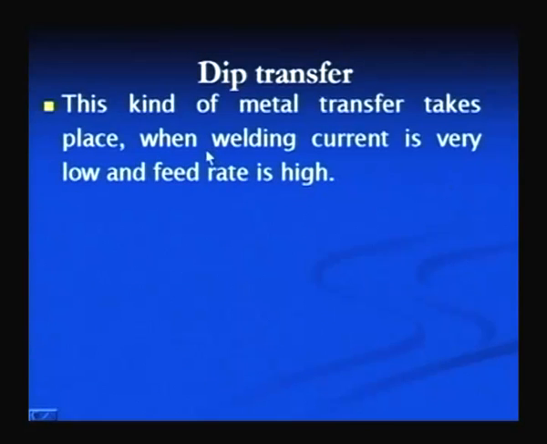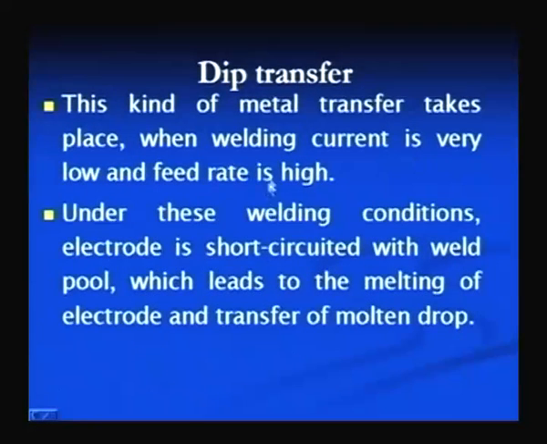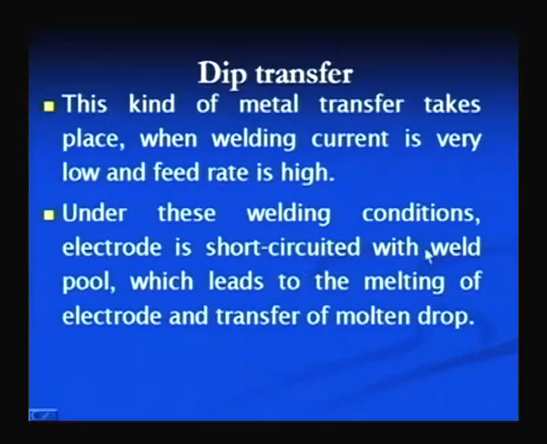Dip transfer is another mode of metal transfer which occurs when welding current is very low and feed rates are high. Here the melting takes place gradually compared to the feed rate. So when feed rate is high, the electrode wire itself dips into the weld pool, short circuiting takes place, and the huge generation of heat helps to transfer the molten metal to the weld pool. Here we can see the electrode dips into the weld pool when its feed rate is high and welding current is low.